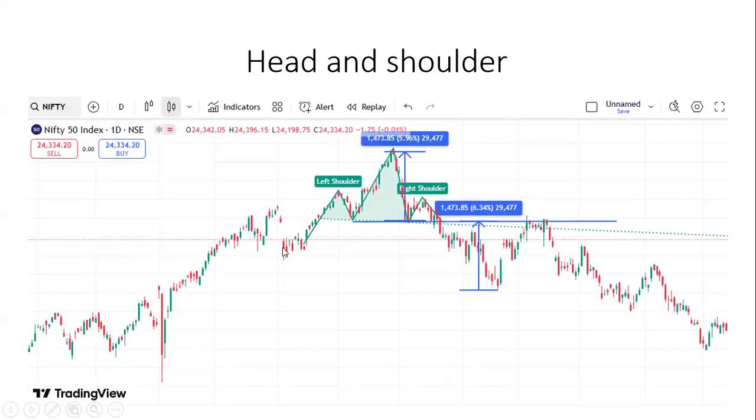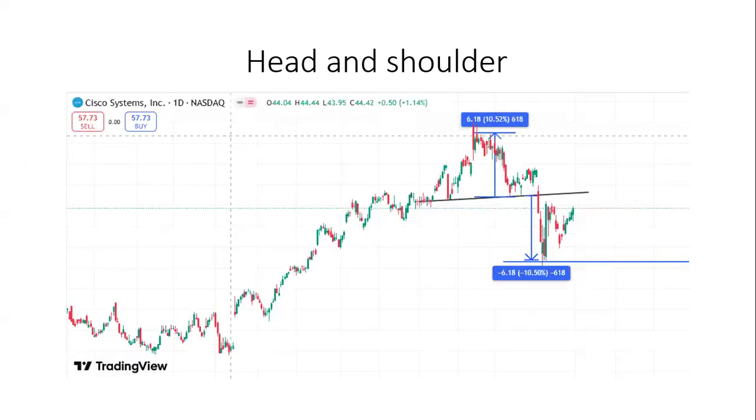Here we can see in the Nifty chart, there was a head and shoulder. After the neckline got broken here, it gave the target of this head-to-support-line distance. After that, there was a bounce, of course. Then it retested and again went down. So the uptrend got changed to a downtrend, and the stock started moving in a downtrend. So this was head and shoulder for you.